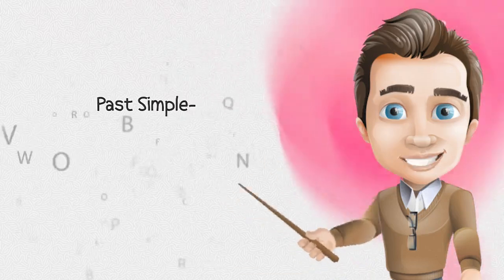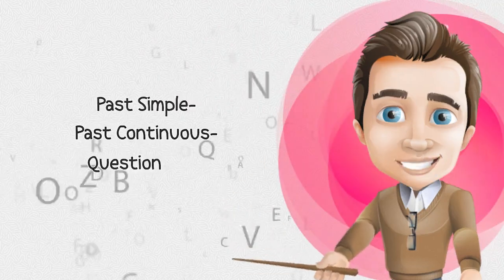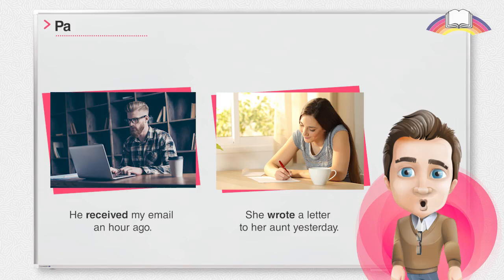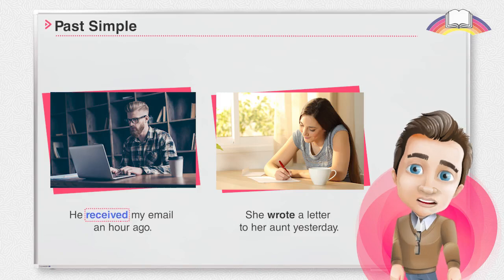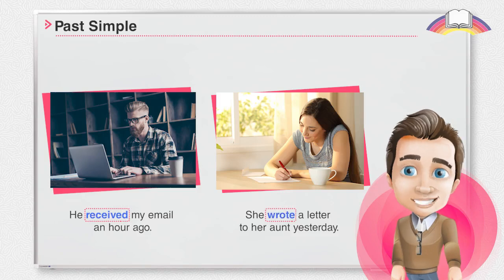Past simple, past continuous, question tags. Look at the examples. He received my email an hour ago. She wrote a letter to her aunt yesterday. The verbs in bold are in the past simple.